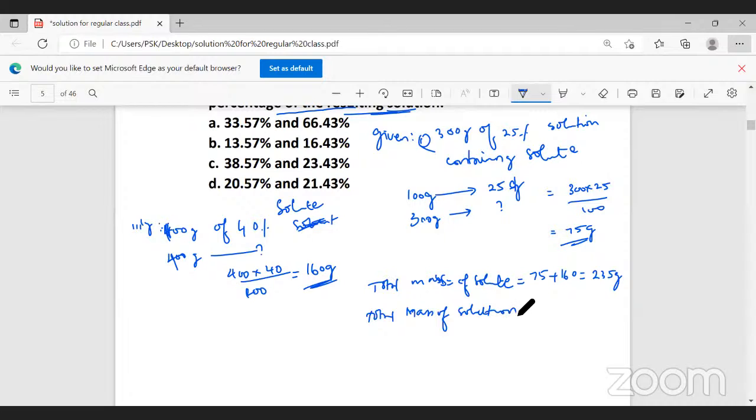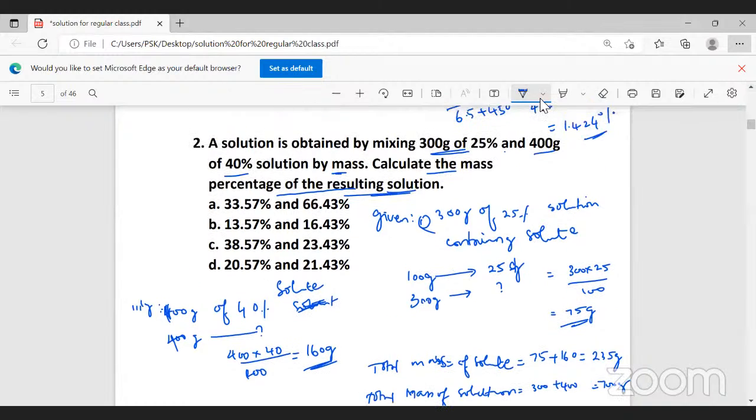Total mass of the solution will be 300 plus 400. That will be equal to 700 grams. Okay. Now, see, this is always a problem. You have to read the question 2-3 times.